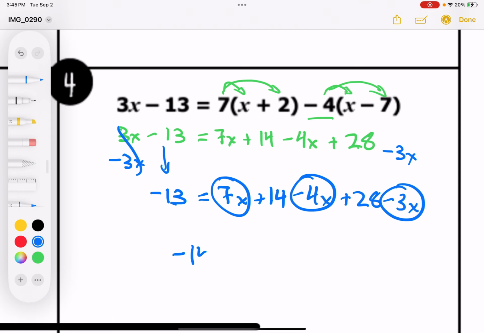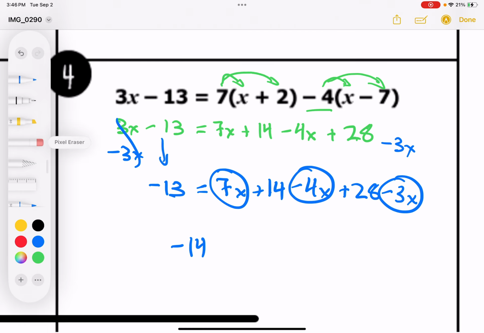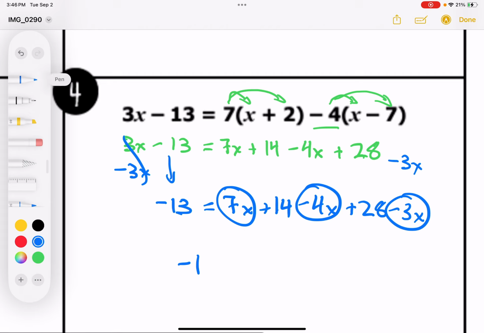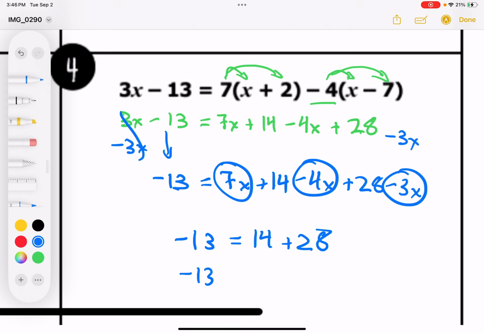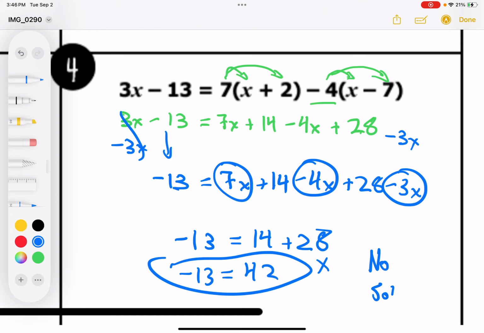So we have negative 13 equals 14 plus 28. Okay? That means negative 13 equals 42. My math is correct, and that is incorrect, and that means no solution. Our variable canceled, but we know that this is not true.